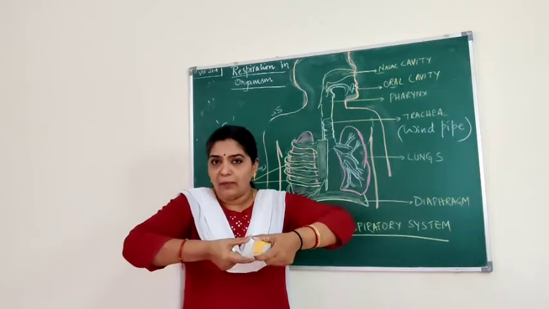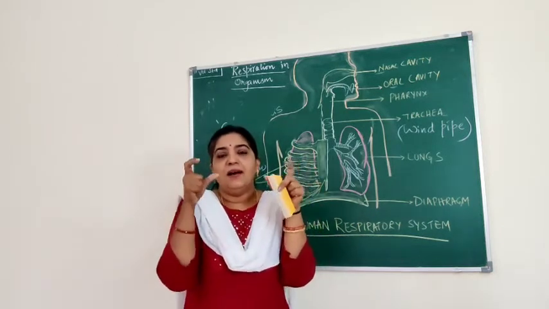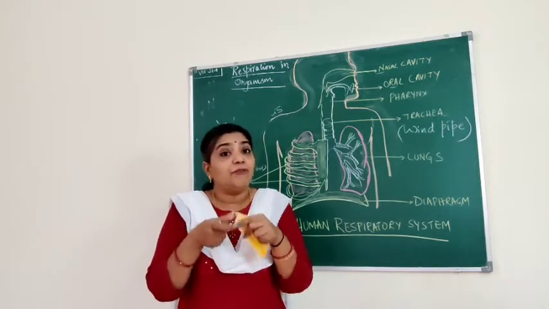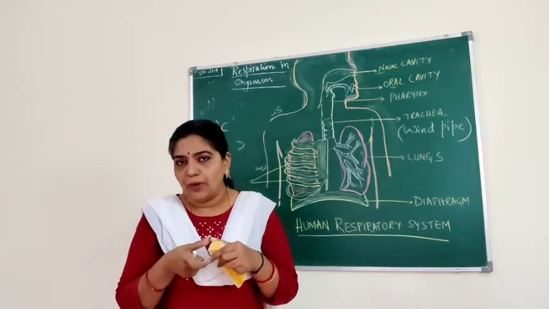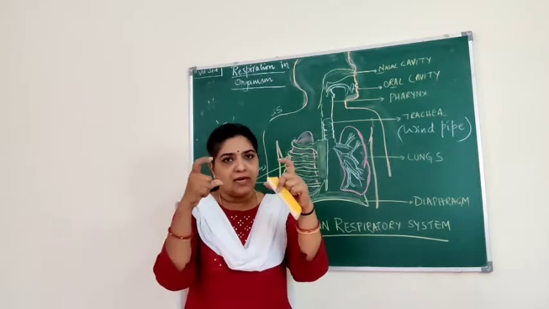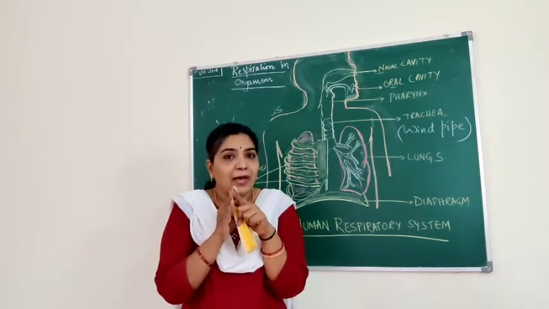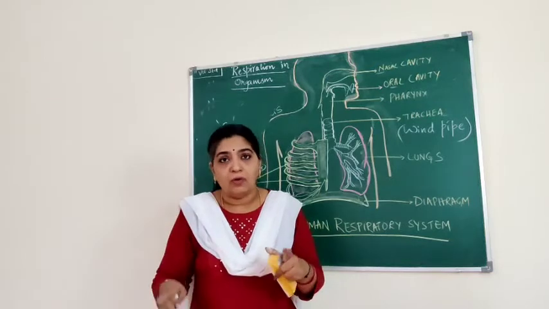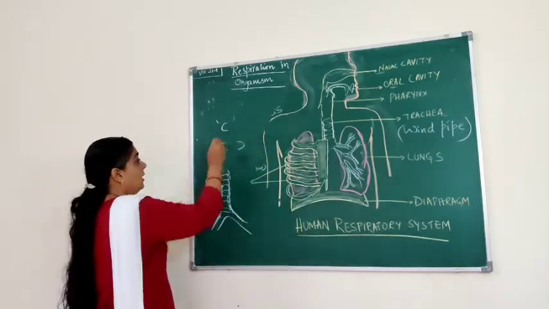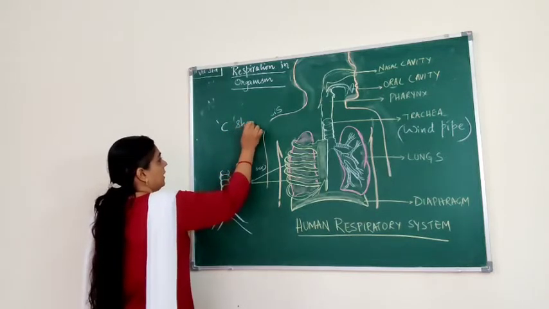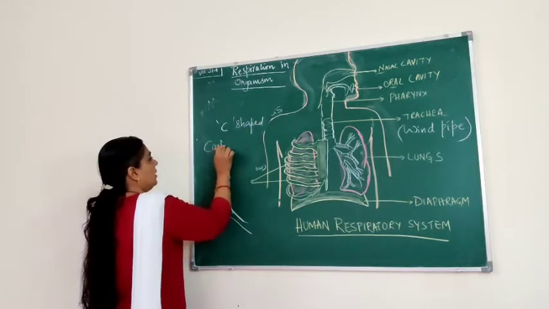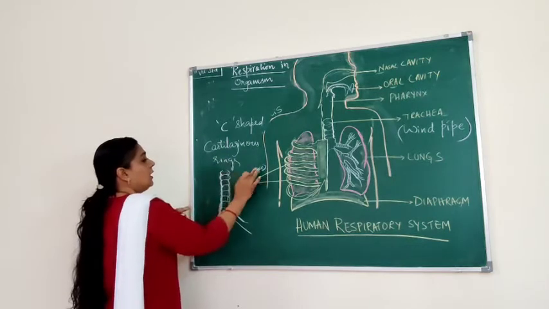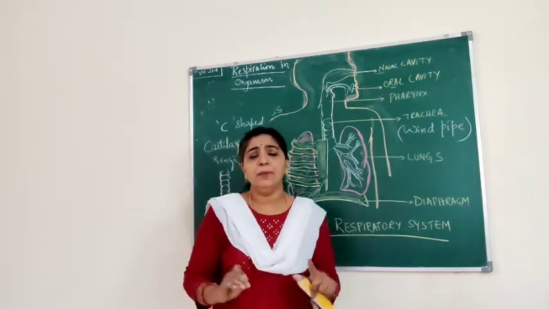Why? Because this is called a cartilaginous ring. It is a cartilaginous ring which will help in keeping the windpipe or the trachea open. Imagine if these cartilaginous rings are not there, what will happen? It will collapse. If your windpipe should be kept open to allow the air to move in and out, these C-shaped cartilaginous rings are necessary.